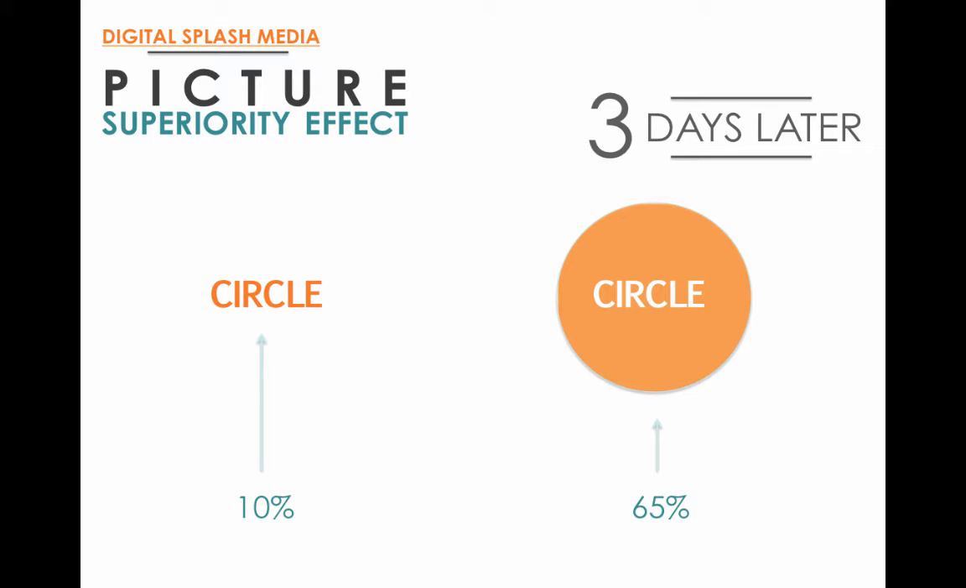When the audience is just presented with text, such as the word circle, 3 days later, they're likely to remember 10% of that information. However, if you combine an image, such as the orange circle you see here, with the actual text of the word circle, it increases the audience's likelihood of remembering 65% of that information 3 days later. So the combination of text and images can increase the audience's understanding and recall. Now let's take a look at the 30-second video that Digital Splash Media put together to explain this phenomenon.